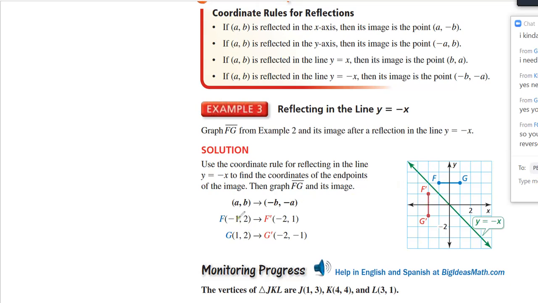Its reflection is negative 1, 2. You switch them around and you change both their signs. So the 2 switched over there and changed signs. The 1 switched over there and changed signs. So like if I had 3, -7, that would go to +7, -3.